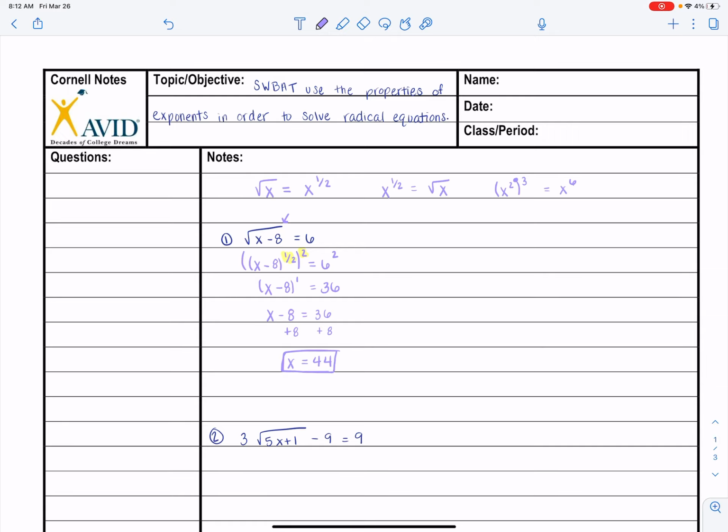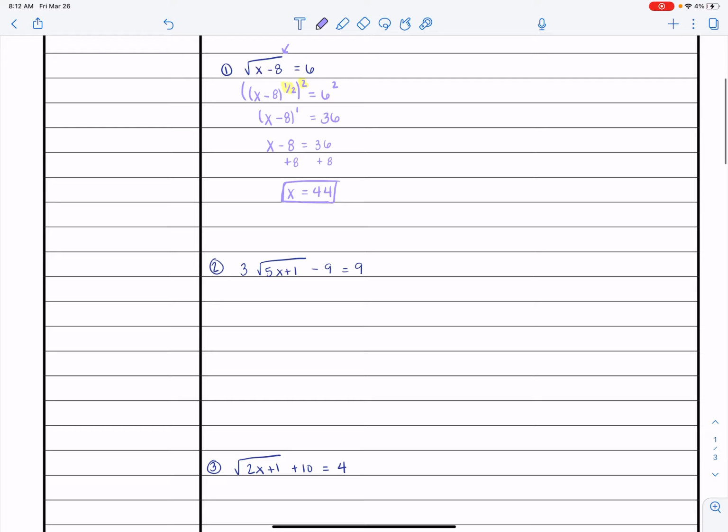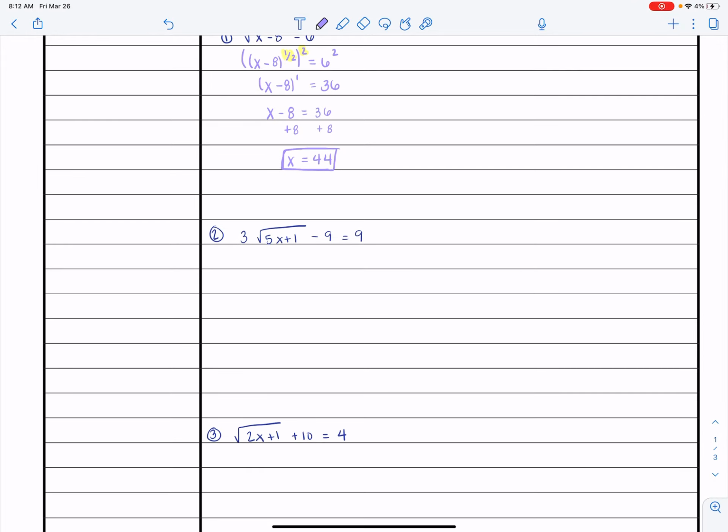Okay? All right, next example. We're going to do the same process. We're going to end up taking this radical and rewriting it as an exponent power. But before we do that, we have to isolate the radical. So we're going to get rid of the 3 and then the minus 9. We're going to add 9 to both sides first. Divide by 3.